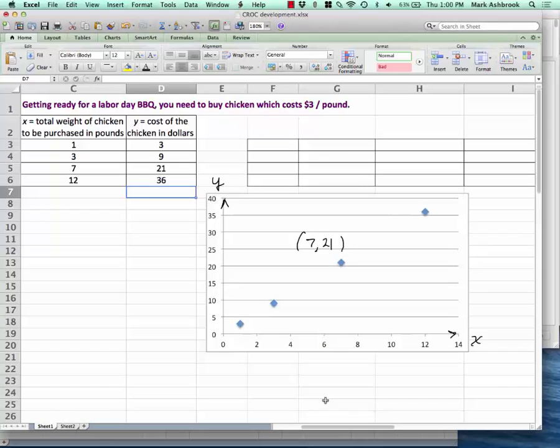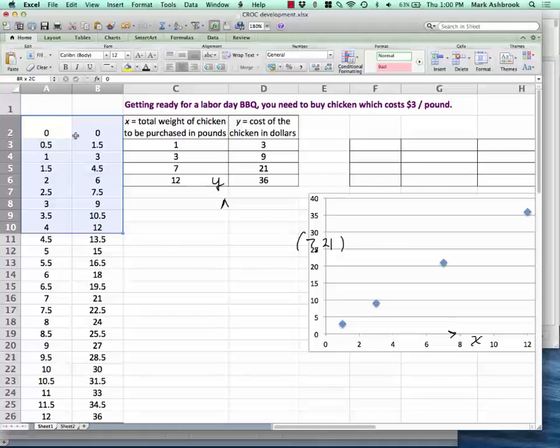Okay. Are these the only possible points? Are there more? How many more are there? There's lots of ways we could do this, so let's just do this.